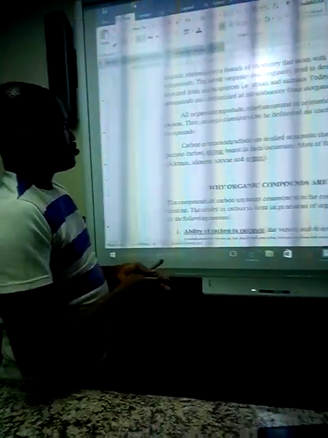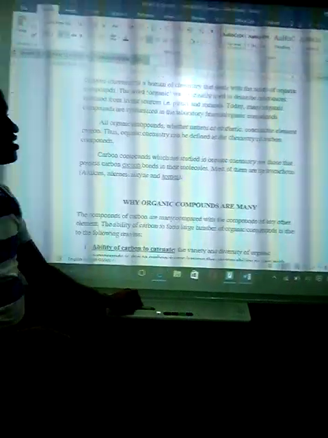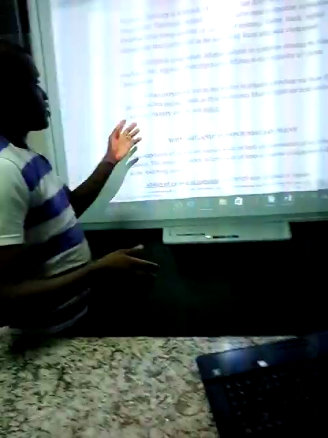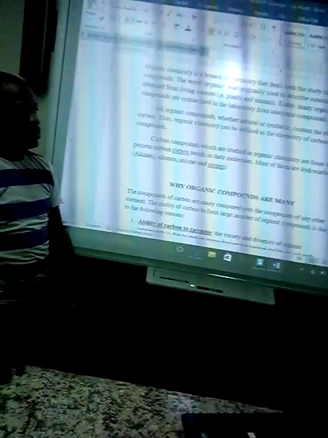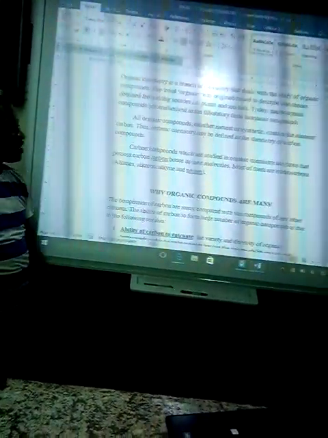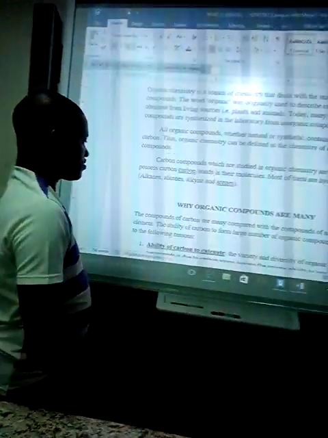Carbon compounds are studied in organic chemistry as those that possess carbon bonds in their molecule. Most of them are hydrocarbons. We have alkanes, alkenes, alkynes, and the arenes. Arenes are the aromatics.